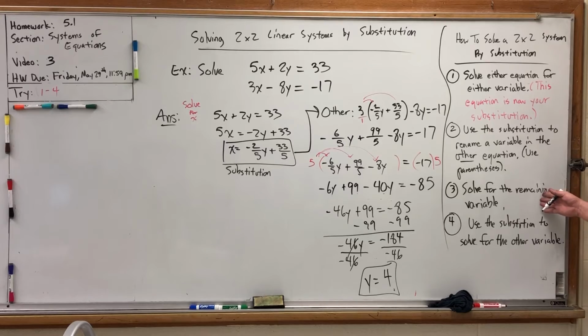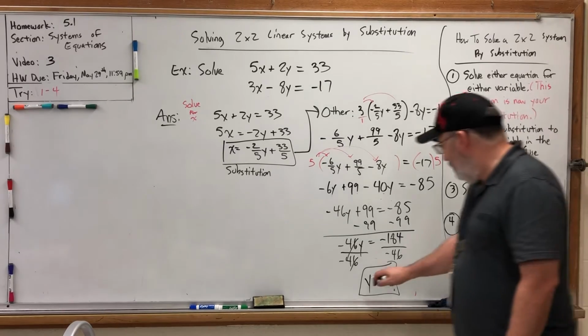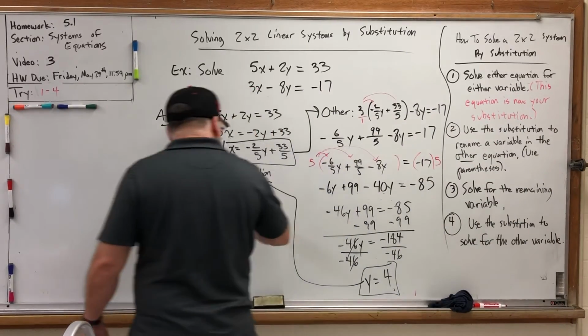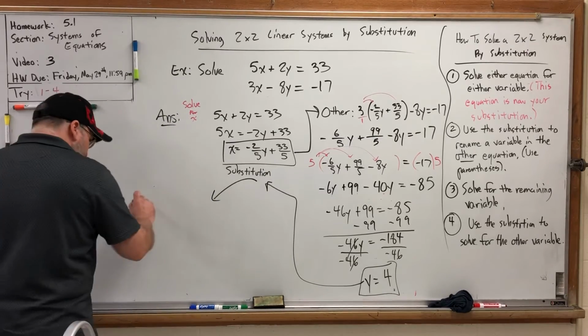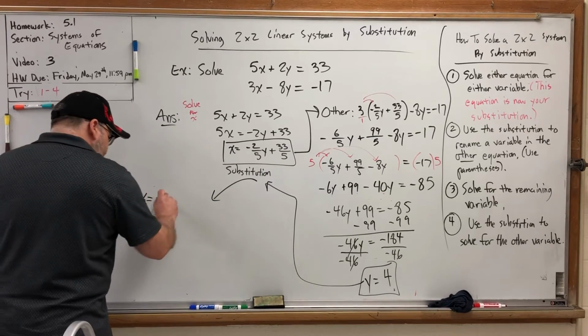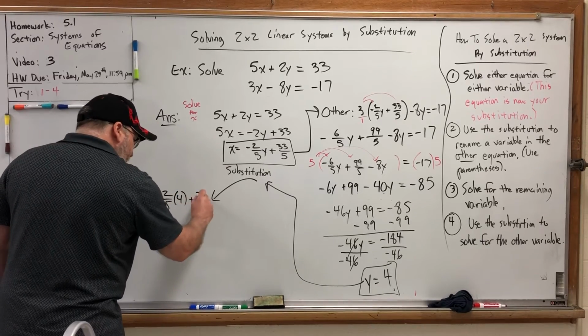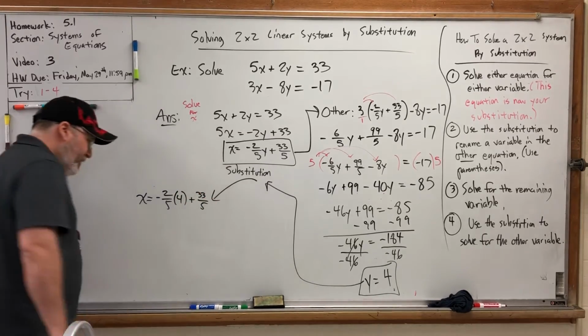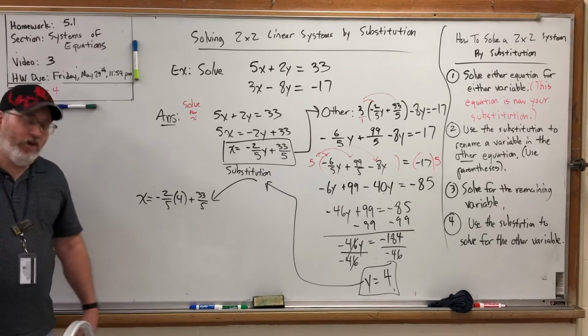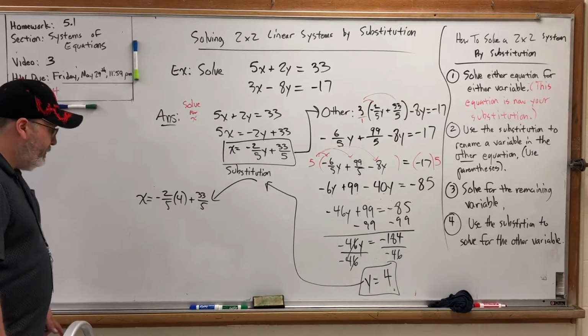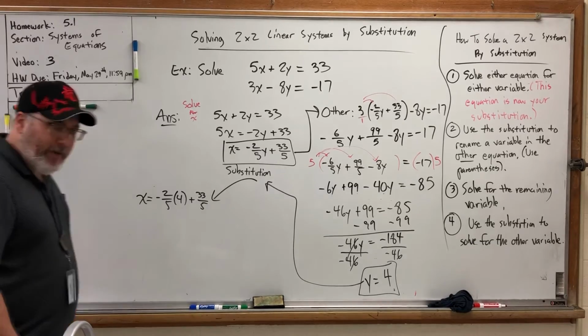We just solved for the remaining variable. It's time to use the substitution. So back to the substitution, which did involve fractions. X equals negative 2/5 times y, which was 4, plus 33/5. Now, if you're thinking, should I multiply both sides by 5? You could, but take a deep breath and jump in. This isn't as bad as it seems.